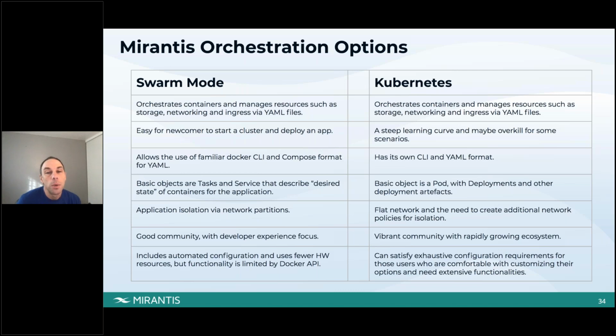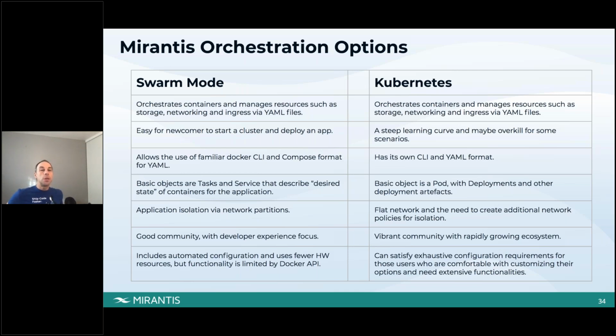So then Swarm gives you automatic application isolation with partitioning new tasks, or new stacks. Whereas Kubernetes out of the box gives you a flat network. So you'll need to do additional configuration or use third-party tools if you want to achieve the kind of isolation that Swarm gives you out of the box.